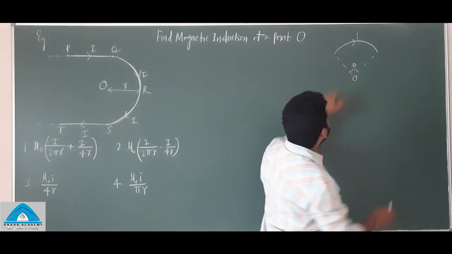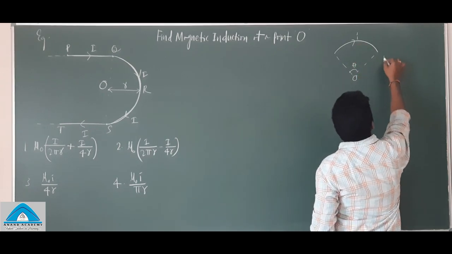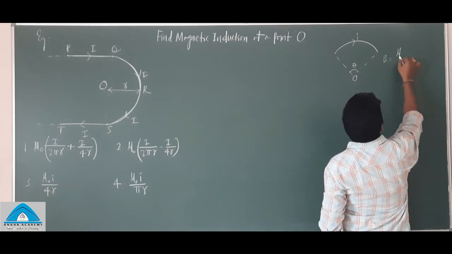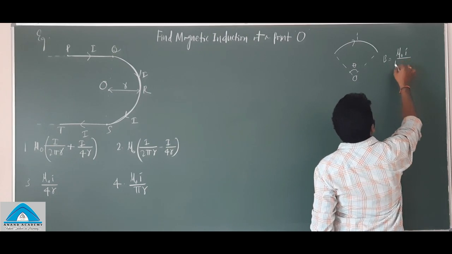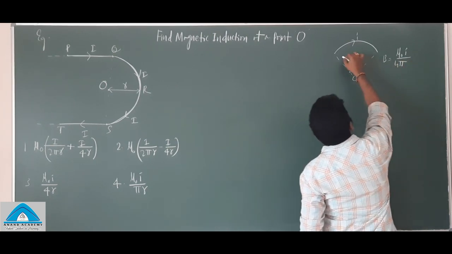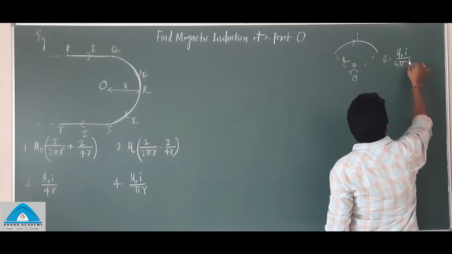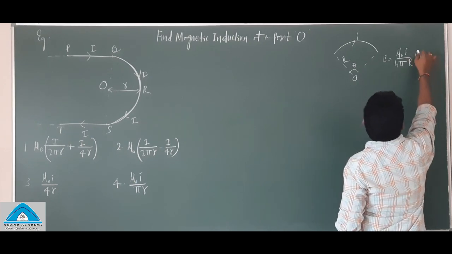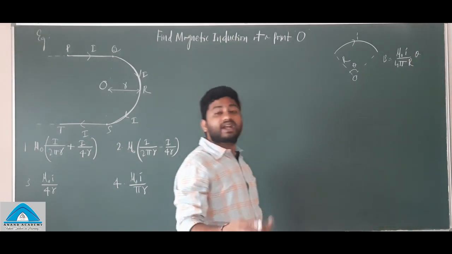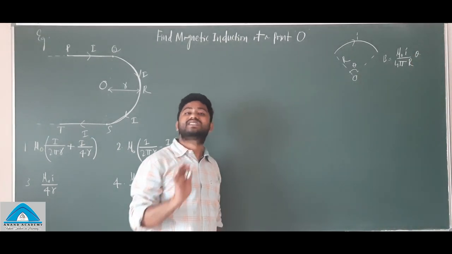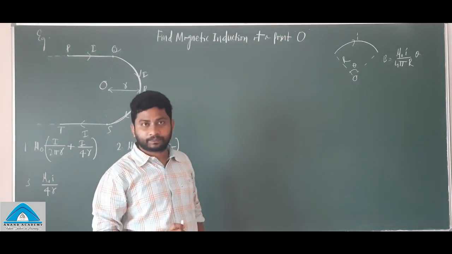the magnetic field at the center due to this arc is B equal to mu naught I by 4 pi R into theta, where R is the radius of the arc. That is the formula we derived in the last class. You can check if you have any doubts.